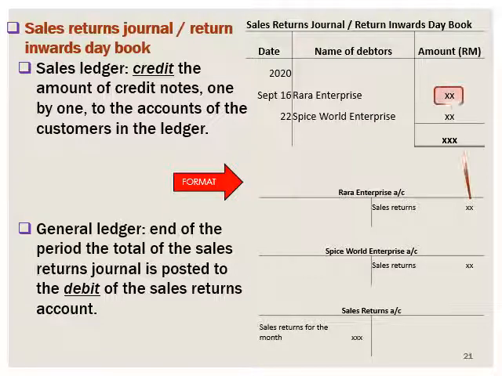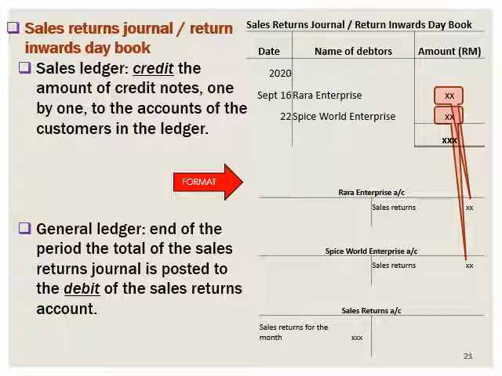These items from the sales returns journal will then be transferred to the debtors general ledger and the sales returns general ledger. From this example, we have two debtors involved with the sales returns, which are Rara Enterprise and Spice World Enterprise. That is why we need to open the Rara Enterprise T account and Spice World Enterprise T account together with the sales returns T account.